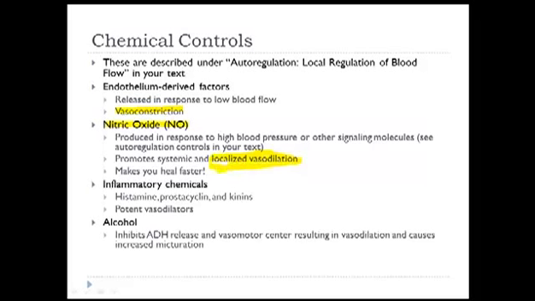And then our inflammatory chemicals. So we have histamines, prostacyclins, kinins. These are all going to be potent vasodilators. So these are going to increase blood flow to an area so you can have some sort of an immune response like we talked about in our immune chapter. So you get inflammation, you get increased blood, you've got nutrients coming to the area, so we can really help heal, we can really help attack invaders to a certain area.